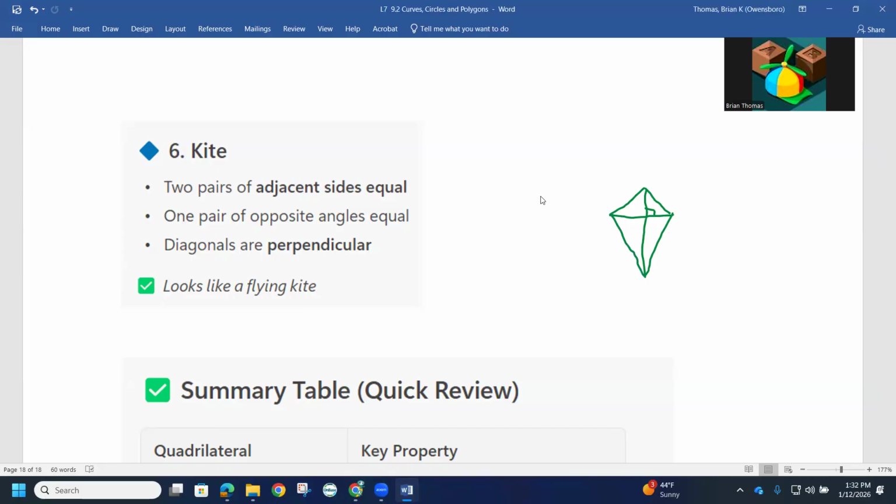So notice how it's saying that adjacent sides are equal. So what they're saying is this side and this side are equal, and this side here and this side here are equal. So that's what they mean by adjacent sides. And one pair of opposite angles are equal. So we could have these. Notice how these aren't equal, but these angles here are equal. So we have one pair of opposite angles equal, but these here don't look equal.